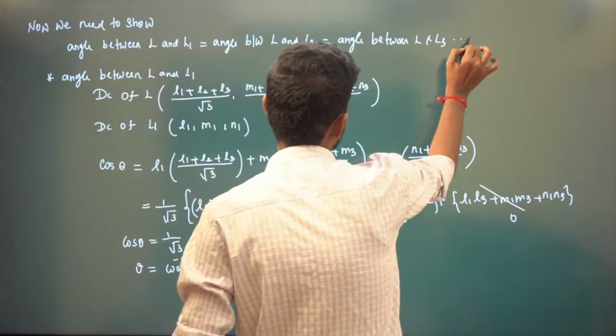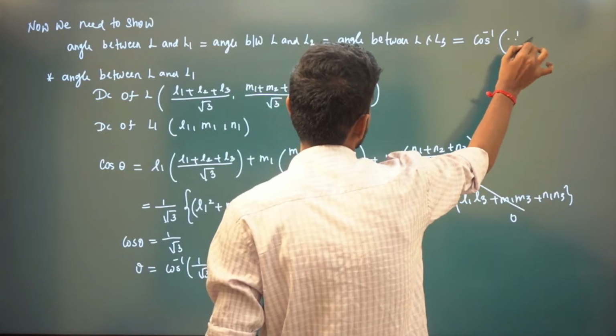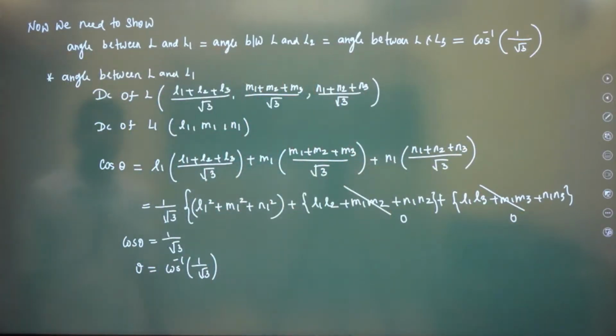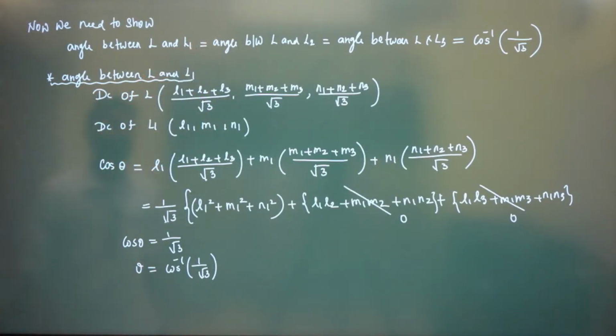All this will be equal to cos inverse of 1 by root 3. This is what we need to prove, right? I have found only the angle between L and L1. Similarly, find L1, L2. Very easy.